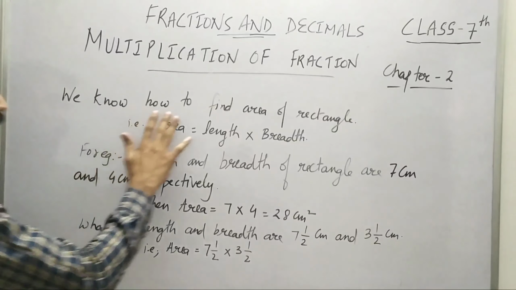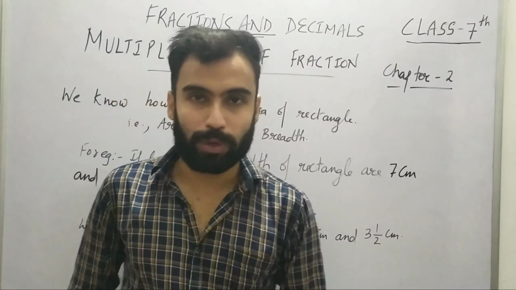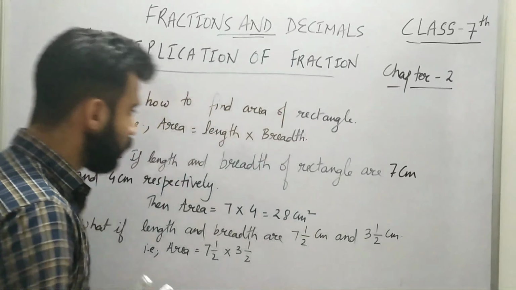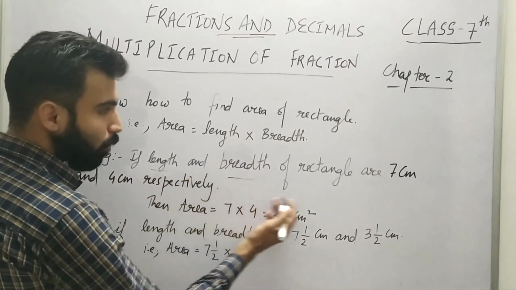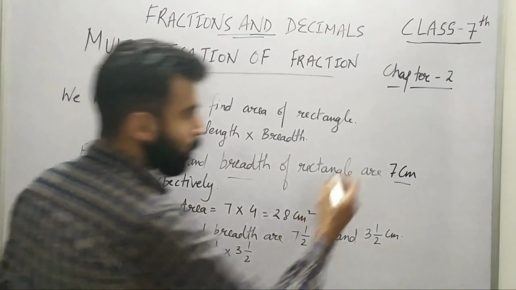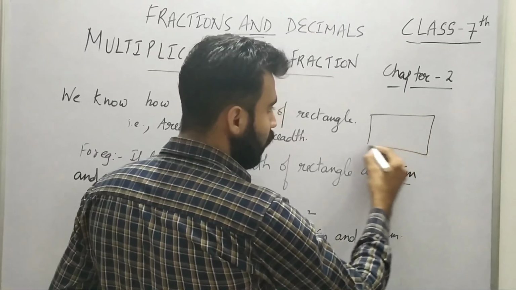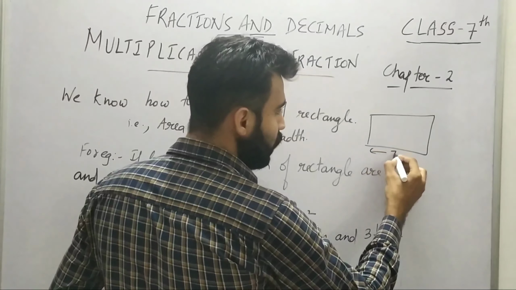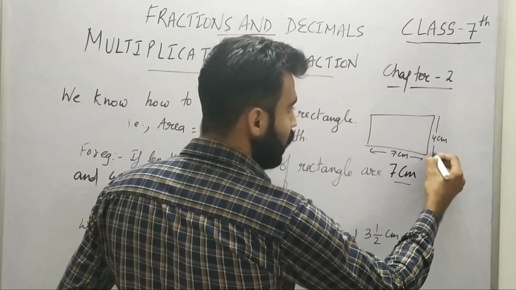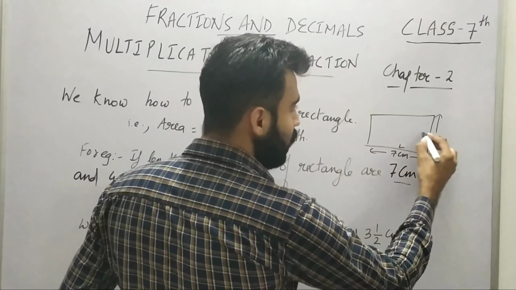So we know how to find the area of a rectangle. We all know that the area of a rectangle is length into breadth, right? So suppose the length and breadth of a rectangle are given to me as 7 centimeter and 4 centimeter. Let me just draw a rectangle here for you like this. So length is given to us as 7 centimeter and breadth is given to us as 4 centimeter, right? So we know this is length, this is breadth.